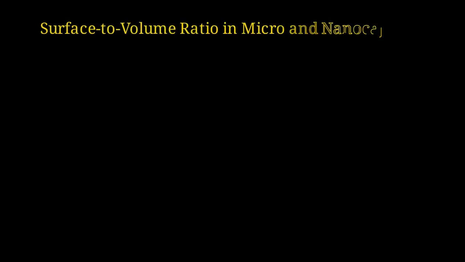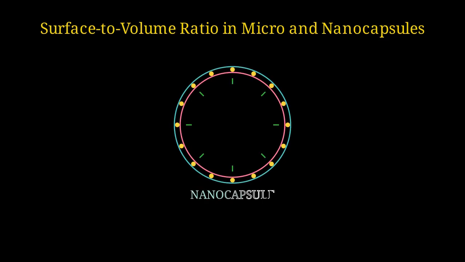Welcome to an exploration of how tiny capsules and droplets behave completely differently from their larger counterparts due to their enormous surface-to-volume ratio. This is a nanocapsule, a tiny sphere with an outer shell and inner cargo. At this scale, the surface dominates everything that happens inside.